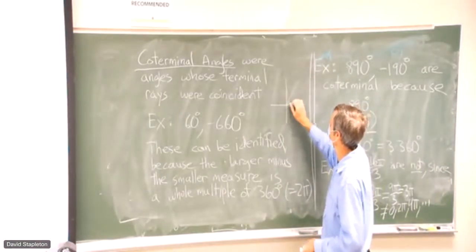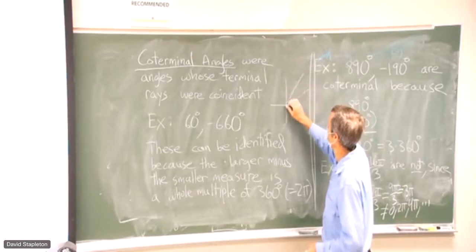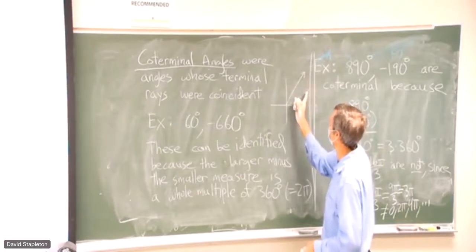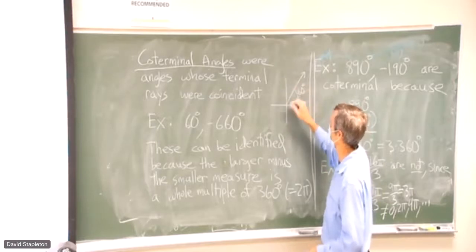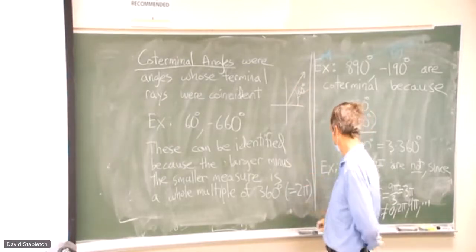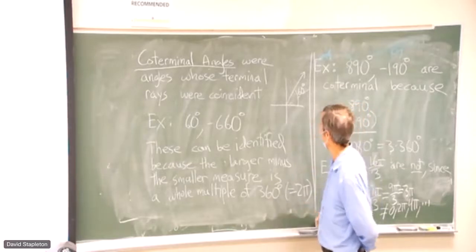Here's 60 degrees. I'll divide the first quadrant into three equal parts and say, well, 30 degrees, 60 degrees, 90 degrees. Here's 60 degrees here, two-thirds of a right angle. And so that's one terminal ray.